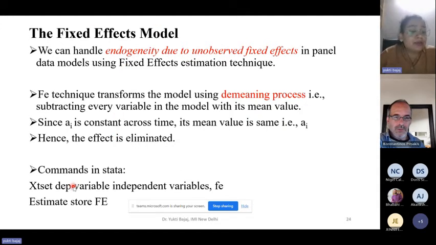Talking about the commands in Stata, we have xtset. Then you put the dependent variable, independent variables, comma fe. So this is the command for fixed effects. And you store the output using estimates store fe.